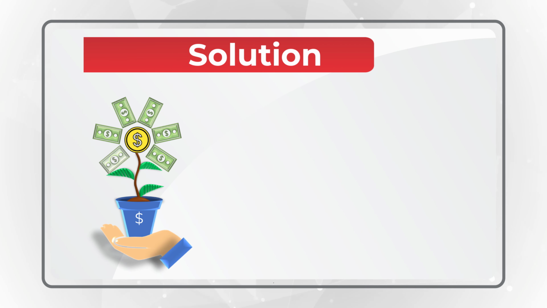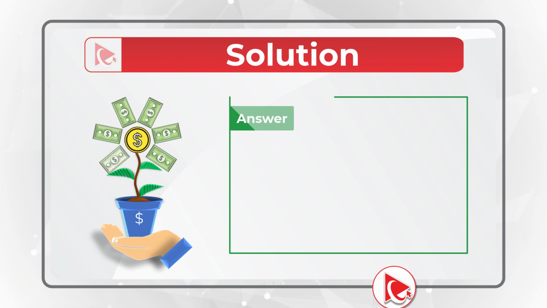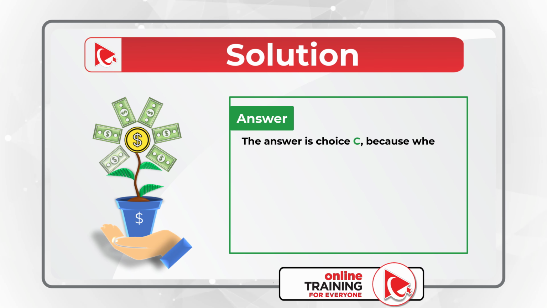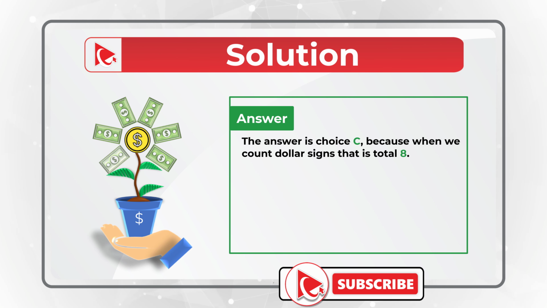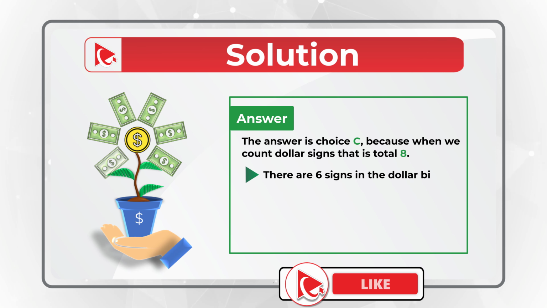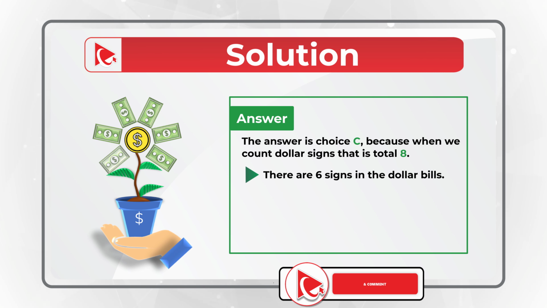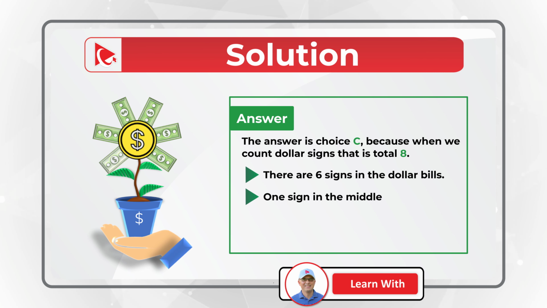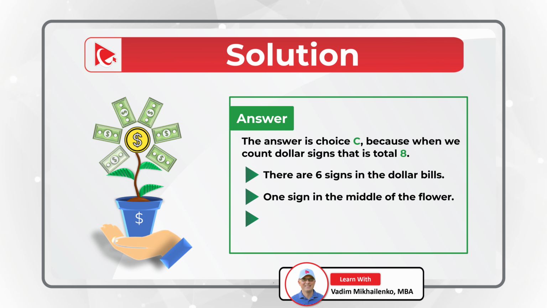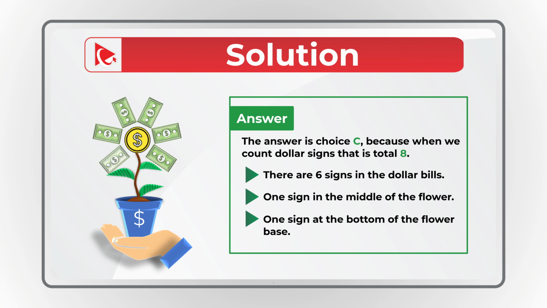I counted 8 dollar signs, so my answer is choice C. The answer is C because there are 6 signs in the dollar bills as flower petals. 1 sign is in the middle of the flower, and then there is 1 sign at the bottom of the flower base. Do you have a different answer? Please make sure to share in comments.